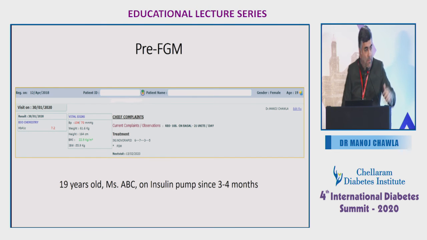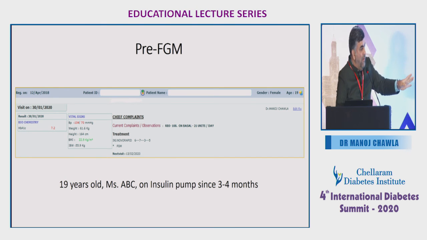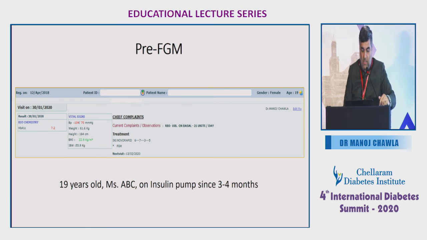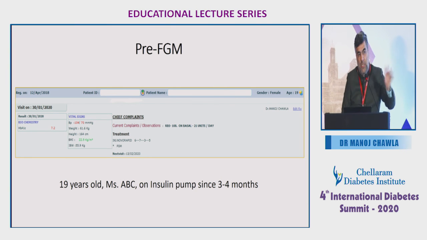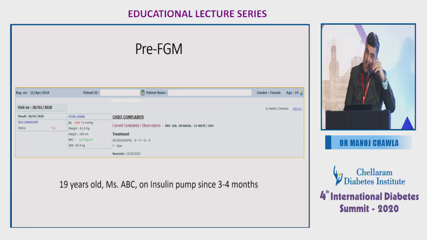Quickly, so Unni can stop me whenever the time is up, but we could continue. So this is another young girl, 19-year-old, who was on MDI, shifted to insulin pump just about 4 months before the FGM. On a follow-up, her HbA1c came as 7.2. She used to be around 8.5. And this was the first HbA1c after she started her insulin pump.